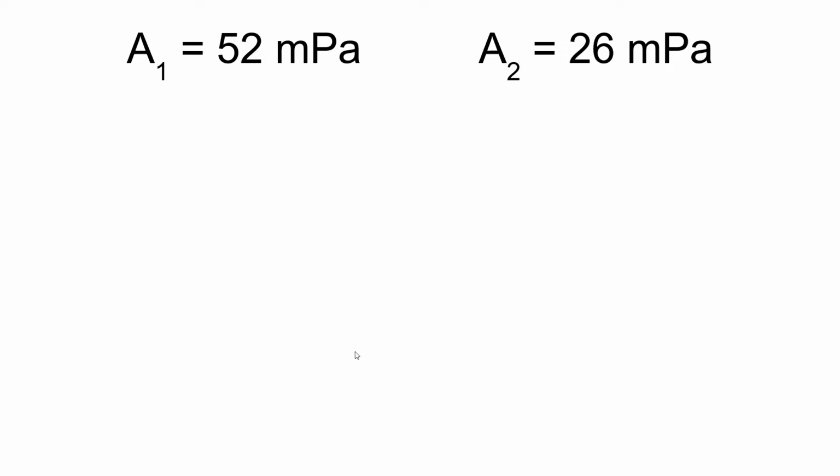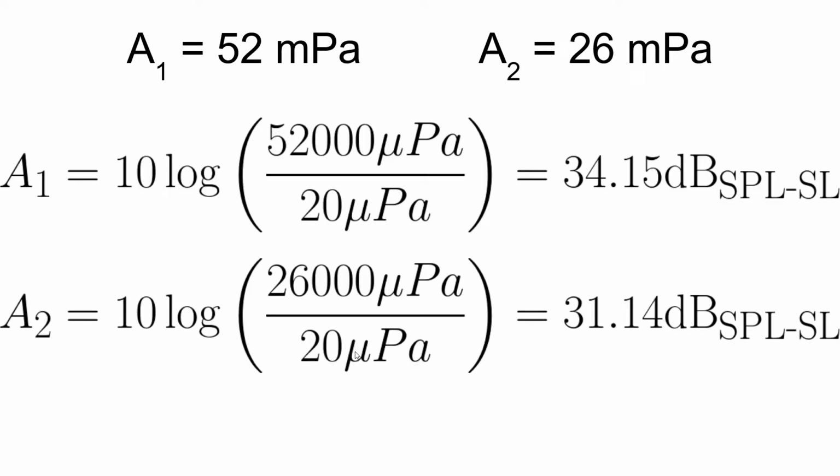I'm actually going to relate that to micropascals, because one of the ways that we can measure amplitude or use as a reference is the threshold of hearing. So the threshold of hearing is around 20 micropascals. There are 1,000 micropascals in a millipascal, so wave 1 has an amplitude pressure of 52,000 micropascals, and wave 2 has an amplitude of 26,000 micropascals.